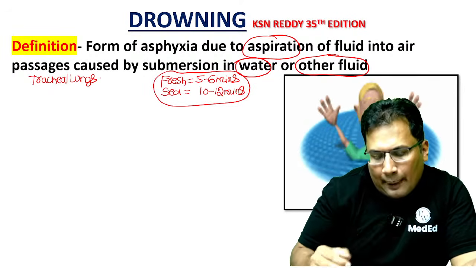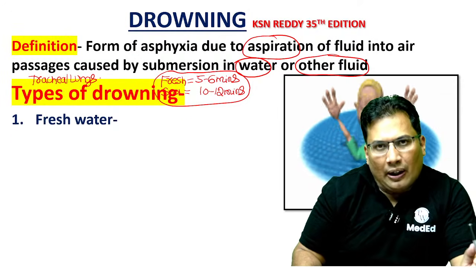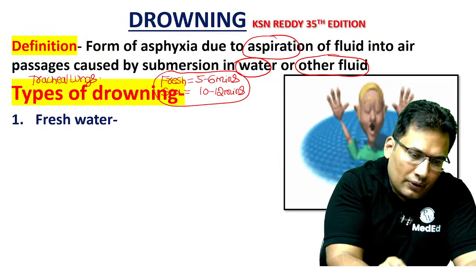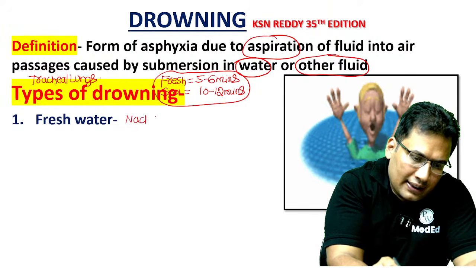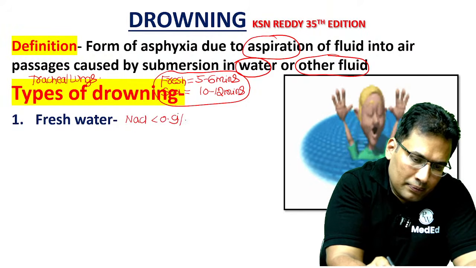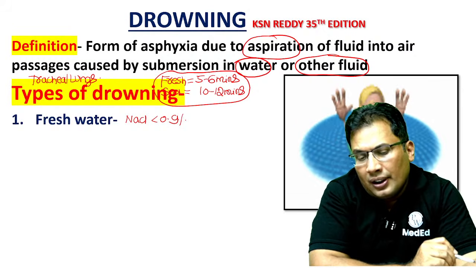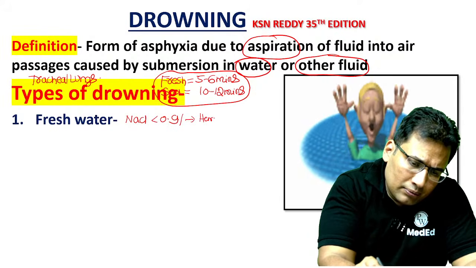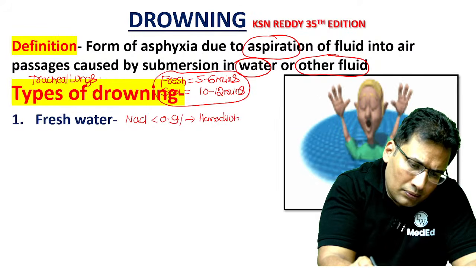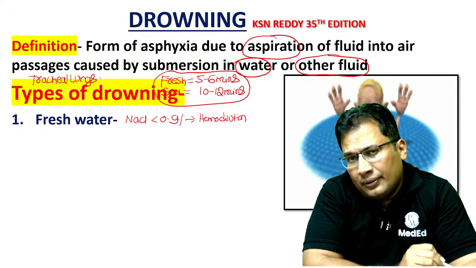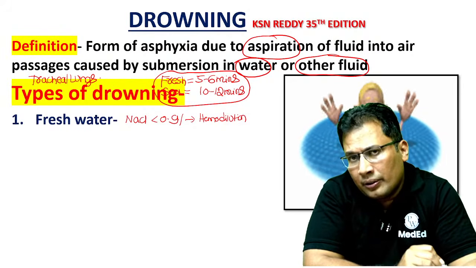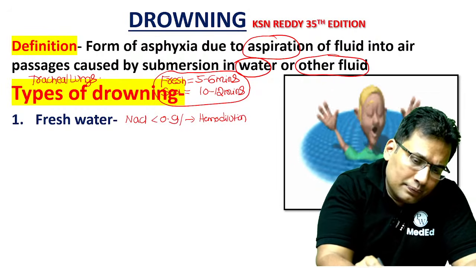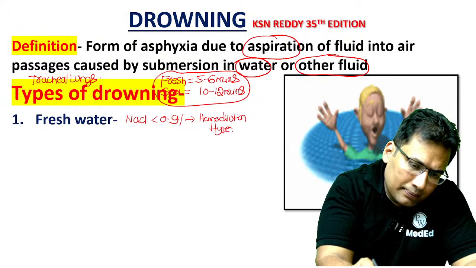Okay. So what are the types? Freshwater drowning means NaCl content is less than 0.9 percent, so less than saline. When there is freshwater drowning, there will be hemodilution. The hemodilution can lead to RBC damage. RBC damage leads to release of potassium, leading to hyperkalemia.